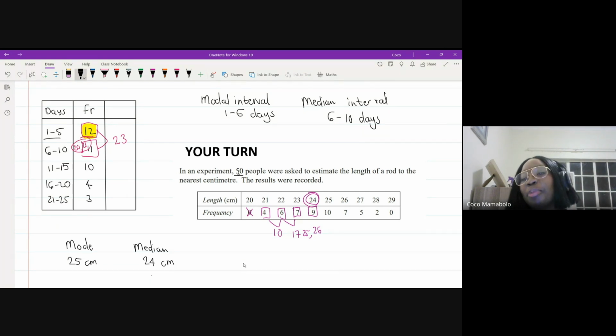Oh, no, that's not what it means. Okay, so when we see the 0, it doesn't mean that the rod is 0 centimeters. What they actually mean is that 0 people guessed 20. So nobody guessed that the rod would be 20 centimeters long. Okay, am I making sense? Nobody guessed that it would be 20 centimeters long, and 0 people guessed that it would be 29. That's what that means. All right.